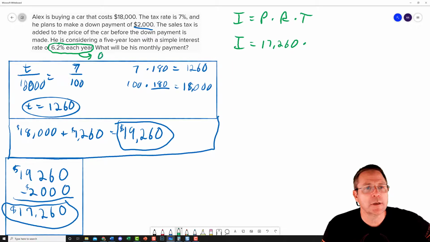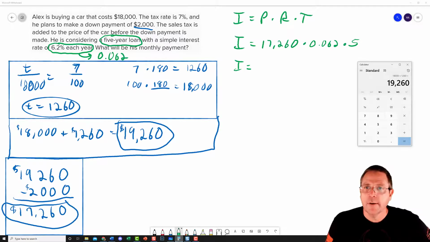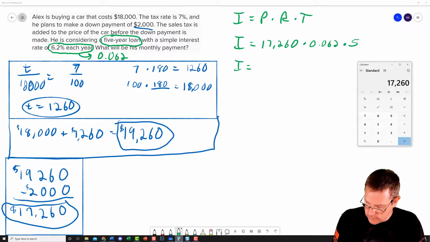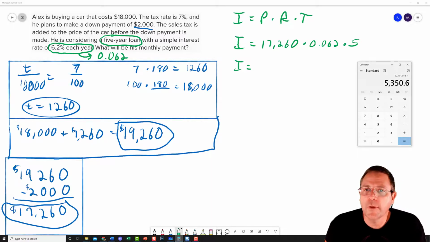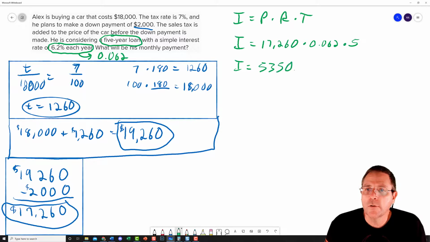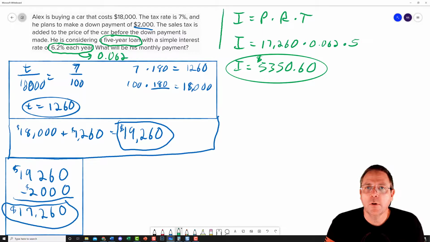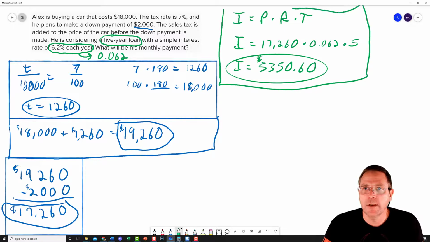6.2% is the same thing as saying 0.062. So we have 0.062, and the time is going to be a 5-year loan. So times 5. Grab our calculator, multiply that out: 17260 times 0.062 times 5, and we're going to find that the interest is $5,350.60. So now we're going to use that information, which of course we need to circle, and we also need to box off our work to keep everything neat and organized.